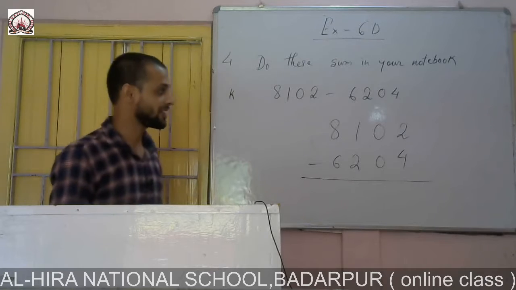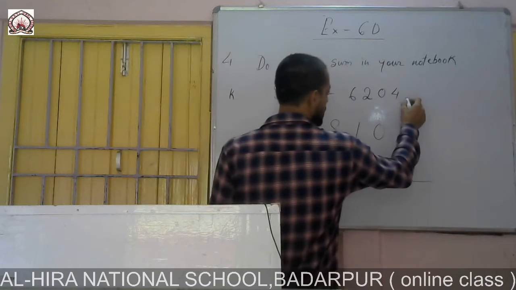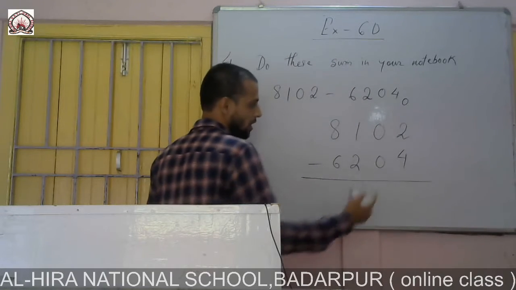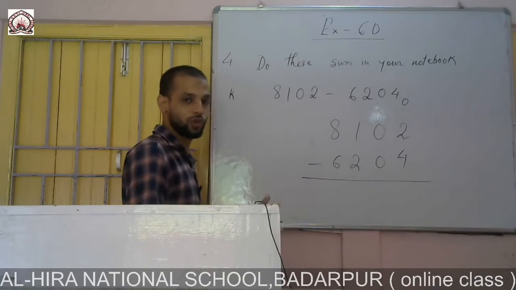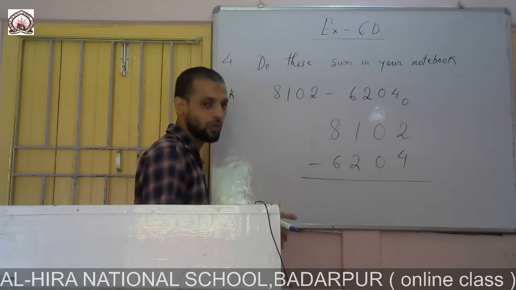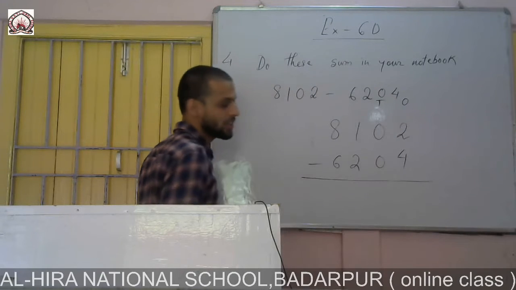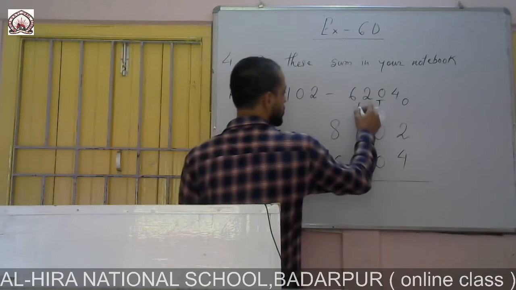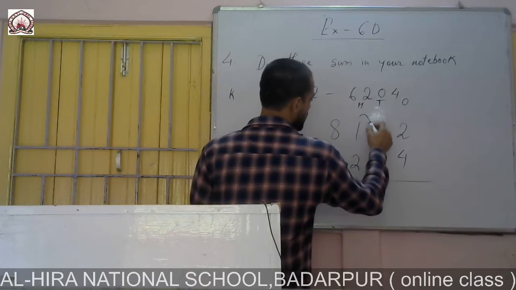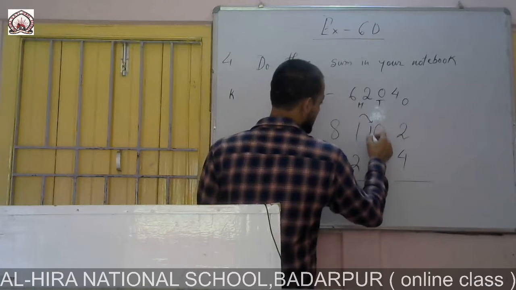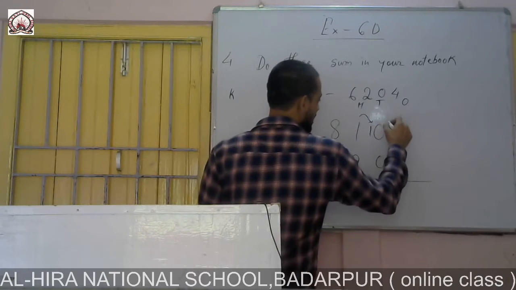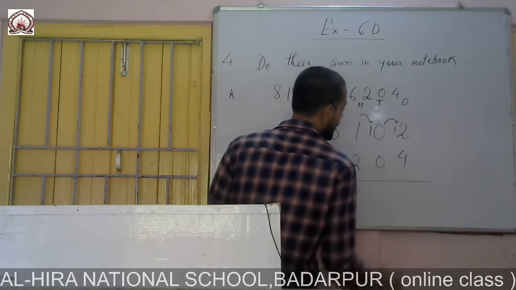What do we have to do? This is the ones place. In the ones place, 2 and 4, we cannot subtract 4 from 2. We have to carry 1. But how will we carry? Because in the tens place 0 is there, we cannot carry from there. So we carry 1 from the hundreds place. Then there will be 10. And again we carry 1 from there, then there will be 12.